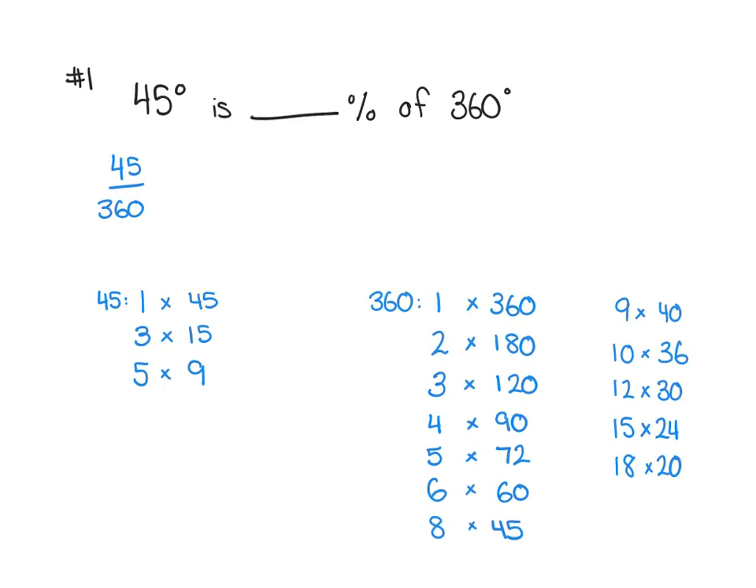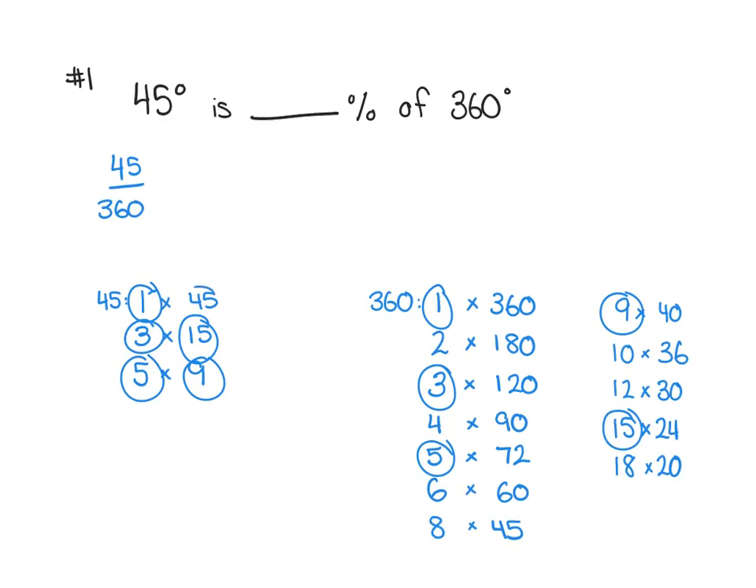I then can look and go, okay, what are all the ones I have in common? So I've got a 1 in both lists, I have a 3 in both lists, I have a 5 in both lists, I have a 9 in both lists, I have a 15 in both lists, and I have a 45 in both lists. The largest number there is 45. So we can divide both of these by 45, and that will give us 1 out of 8, and then we can look at turning that into a percent.